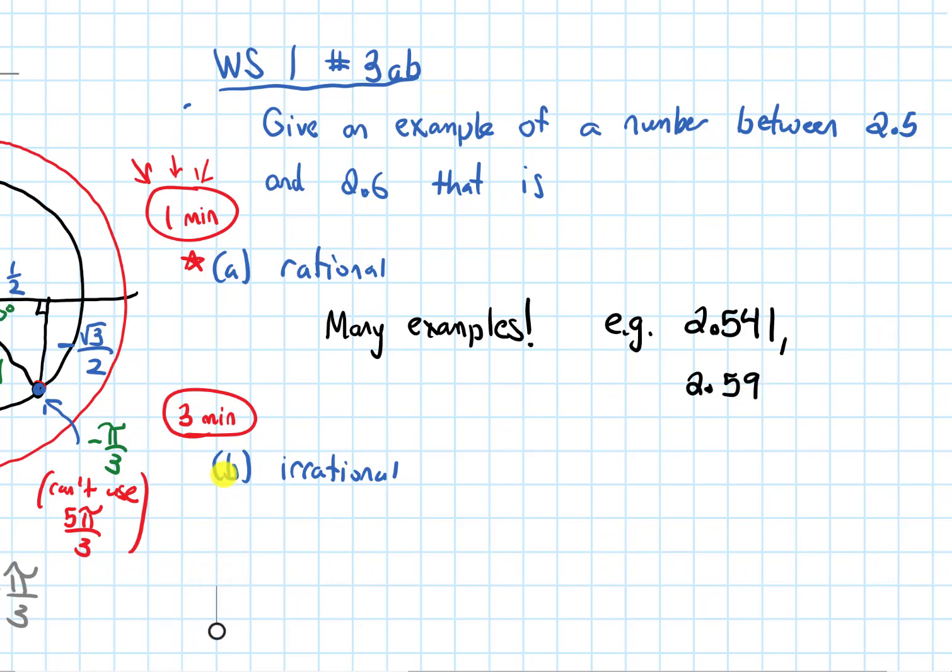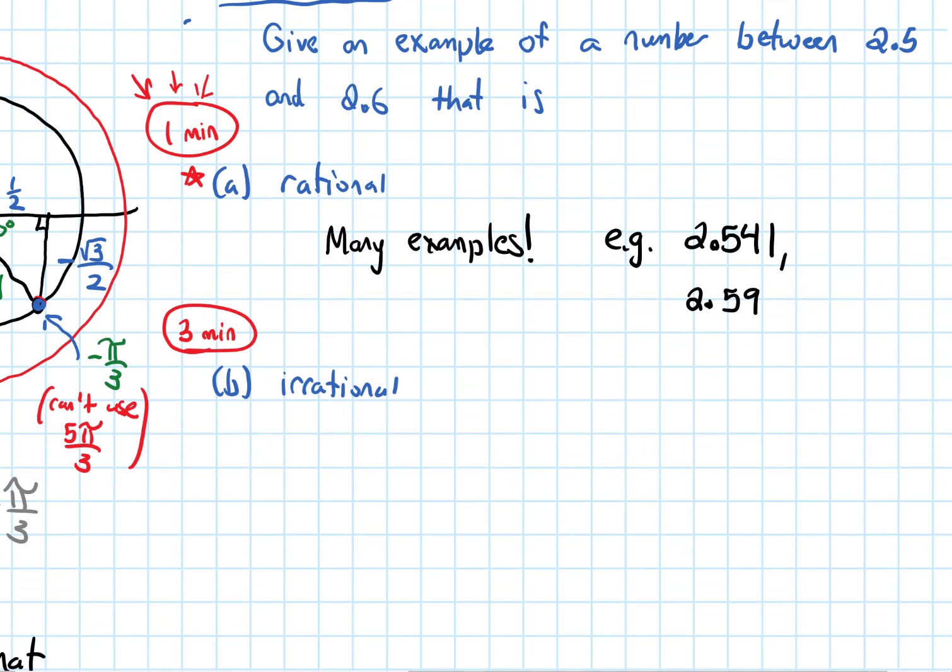All right, part B asks for an irrational example. This one's a bit tougher, so I want you to pause it for 3 minutes to try. 4, 3, 2, 1. Pause it for 3 minutes to try this one. Alrighty, so hopefully you paused it and tried it for about 3 minutes. Let's talk about it together.